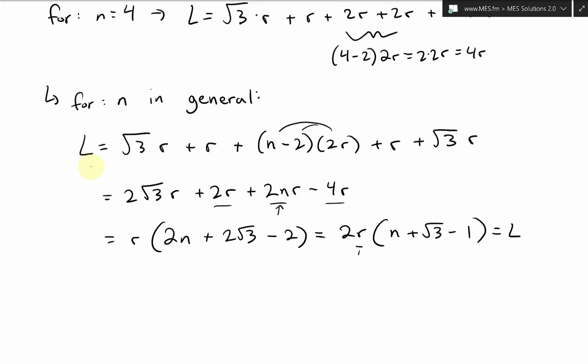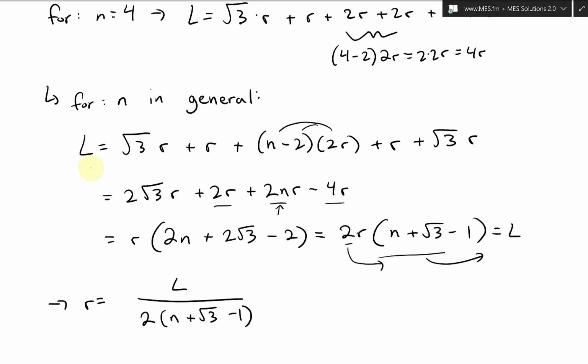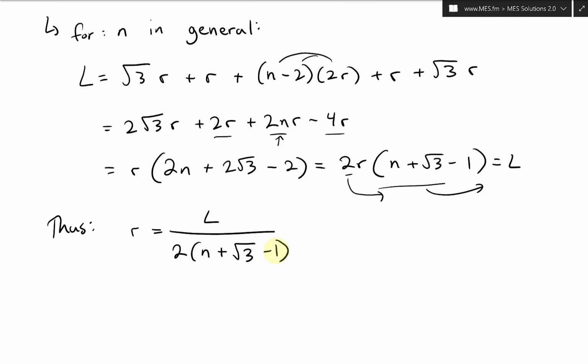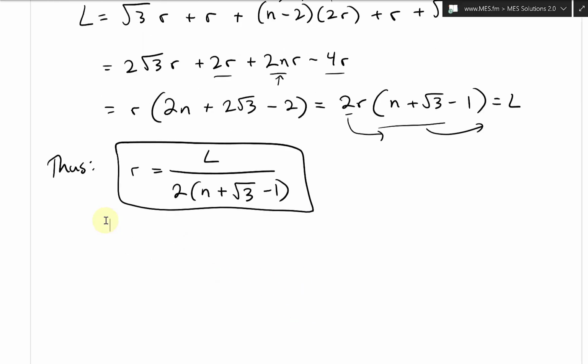So now if we solve for this r, we'll have to divide this out, move the 2 over. So what we get is r is equal to L over 2 times n plus square root 3 minus 1, like that. Thus we have r equals all this. So that's what we have for r.